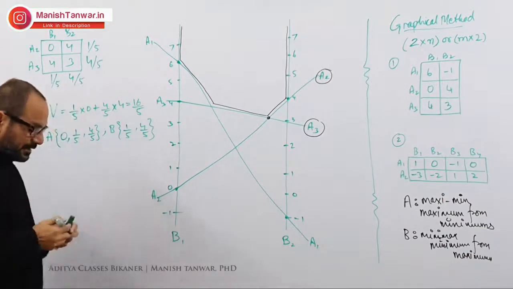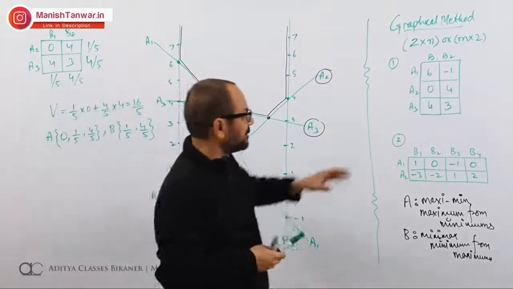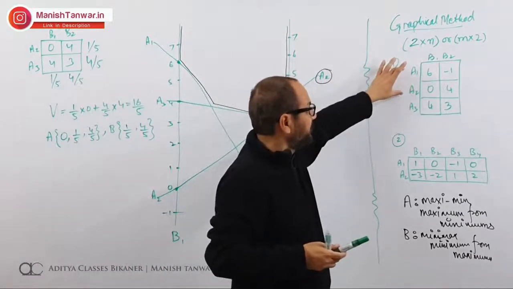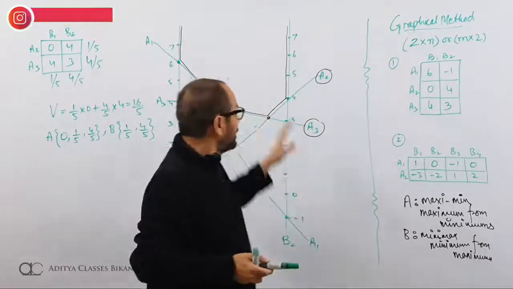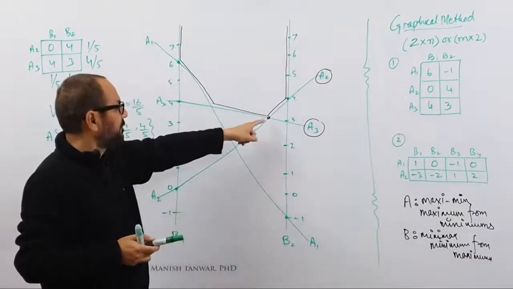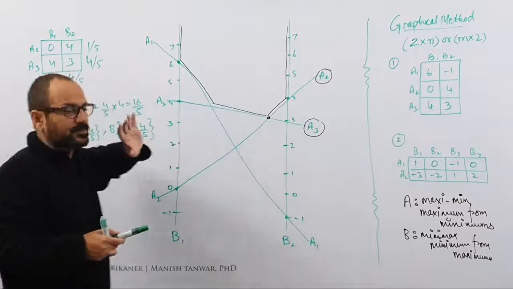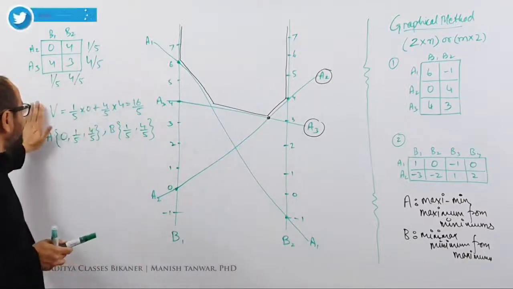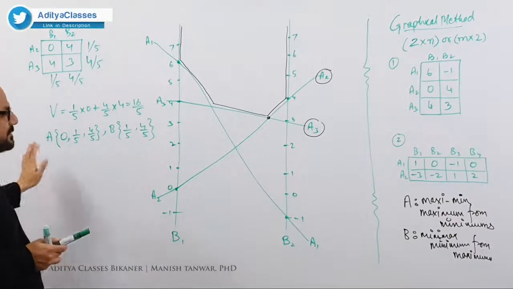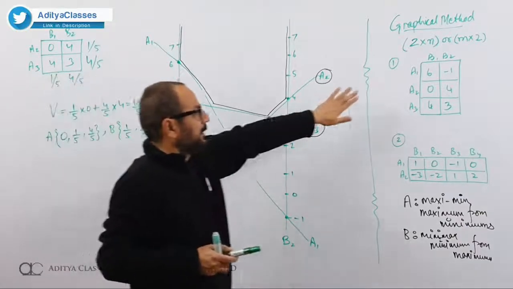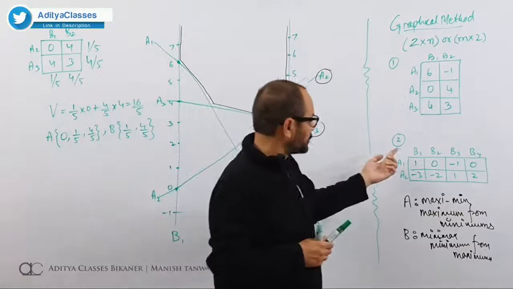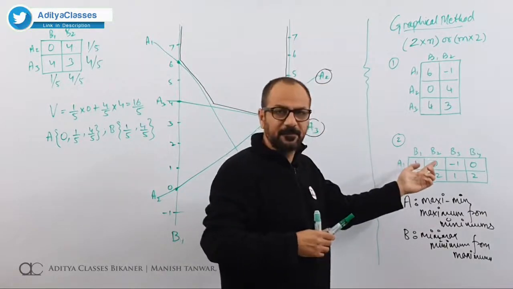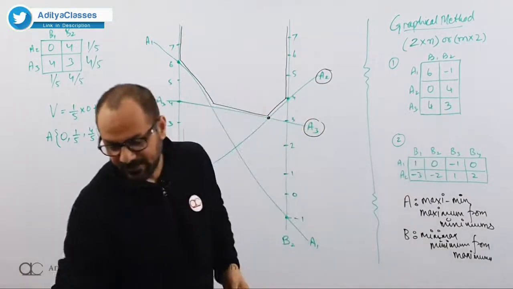So, if you remember our previous lecture, this took a long time. First we made A1, A2, then we made A1, A3, then we made A2, A3, then we made a comparison. Here you plot your graph, you get straight away your best combination. This is my best combination, this is my value of game, and these are the strategies suggested for A and B for game 1. Next, let us go ahead and try and solve this second game using graphical method.